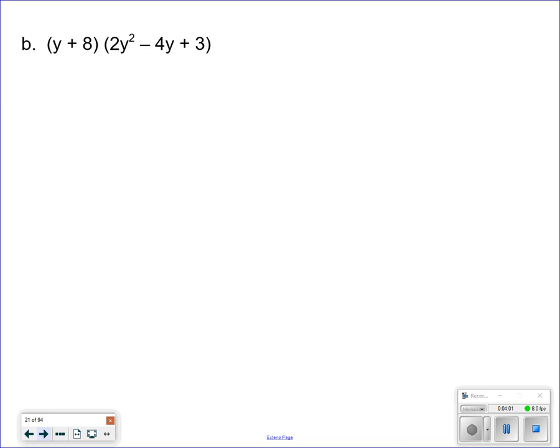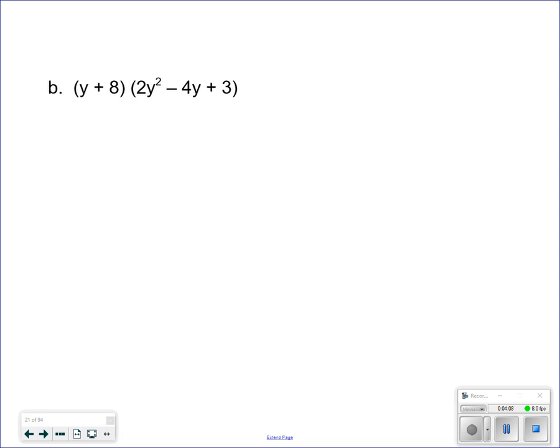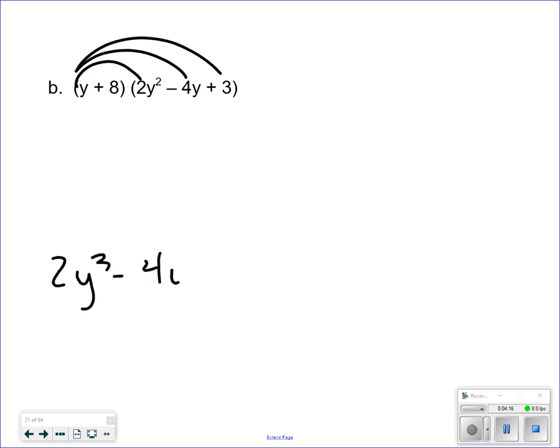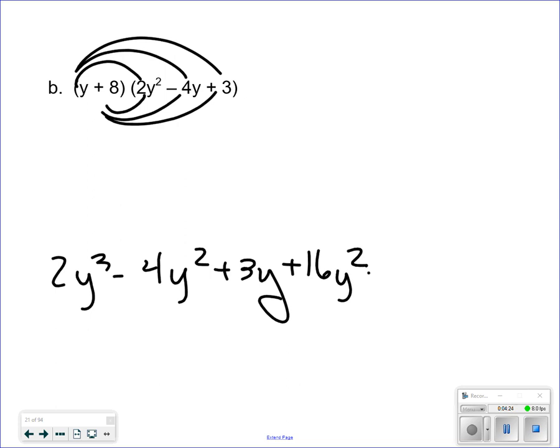Next one. Again, I'm going to multiply. And this is one of my favorite questions of the year. So again, I'm going to move this down just a little bit. Ready? So I'm going to take the y times each one. So I'm going to get 2y cubed minus 4y squared plus 3y. Then I'm going to take the 8 times each one. So positive 8, 16y squared minus 32y plus 24.